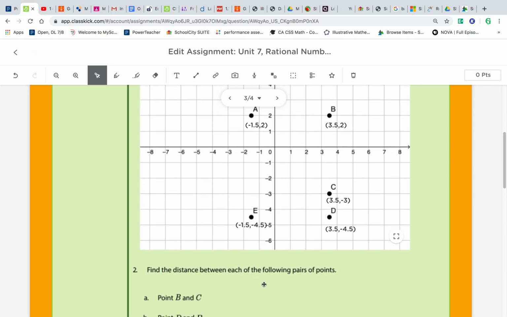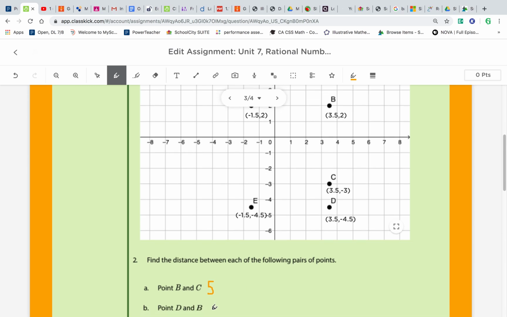Find the distance between each of the following pairs of points. So point B and C. All right, so B and C. How far apart are they? Well, we can count. All right, so let's go ahead and count. 1, 2, 3, 4, 5. We can mark that as being 5 away.